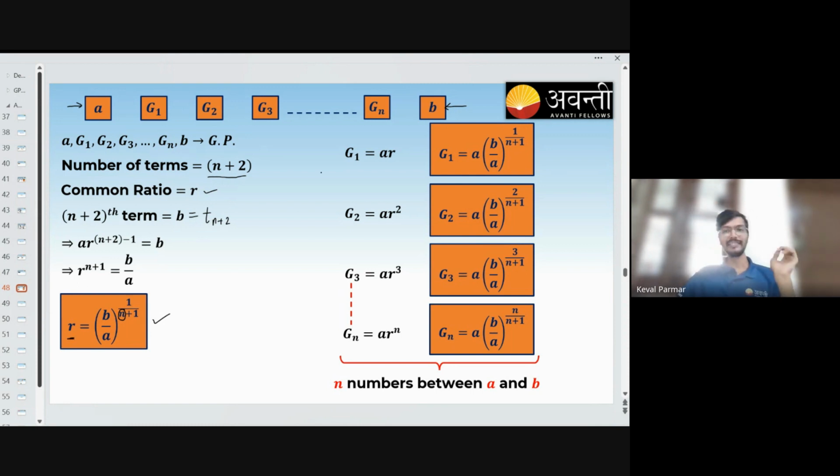Now again, the same thing. G1 is the second term because first term is A. G2 is the third term. And lastly, G3 is the fourth term. And Gn is the n plus 1th term. So same AP के लिए we want A and D. Same GP के लिए we want A and R. So the concept is over. Let's look at the questions.